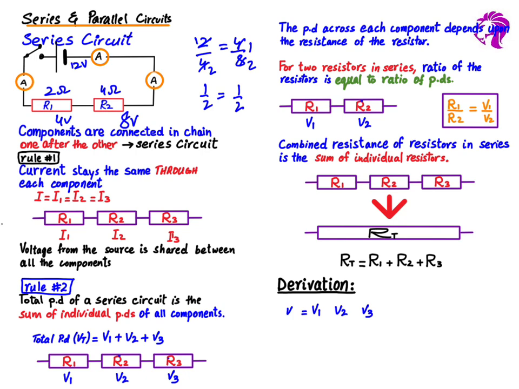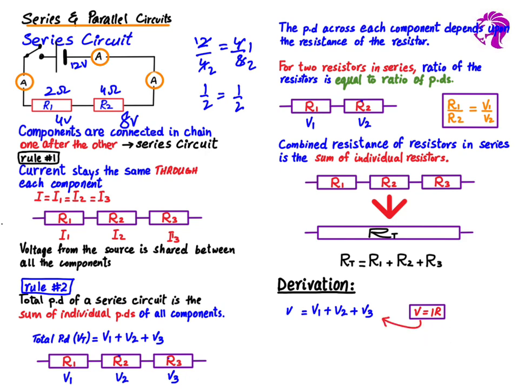Yes. Right. So we do not have this derivation to be done in the paper, but just for the sake of this lesson, we'll see how this formula comes about. So we have already established this fact that V, the total voltage, is the sum of individual voltages. And we know that V is equal to IR.